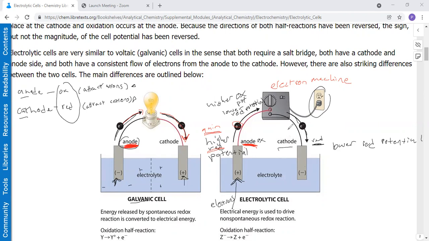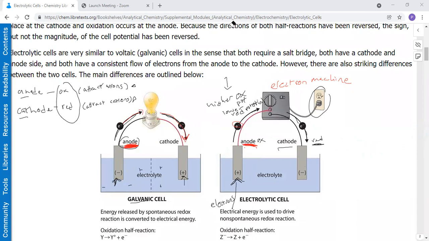Compared to this guy. So before it was flipped. This was how it is naturally, but we want it to go forward. So we use an outside source. Okay, so I'm going to erase the old stuff because that's not what's in this picture. The new stuff is what's in this picture.